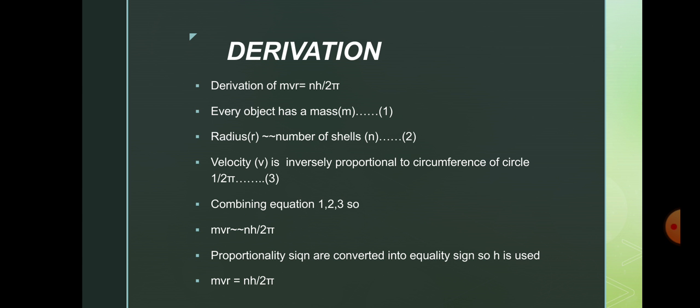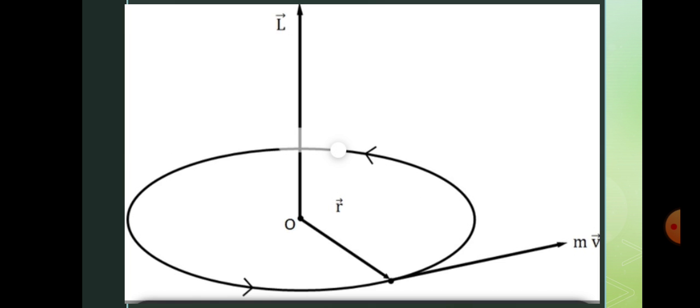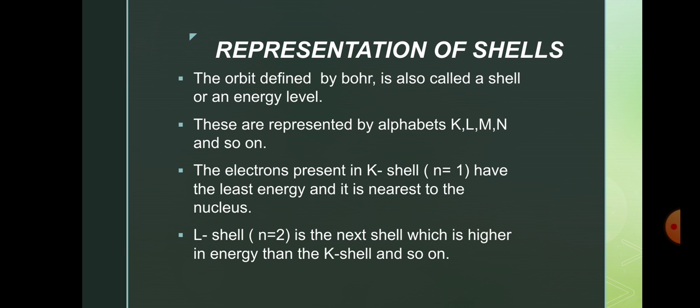Combining equations 1, 2 and 3, mvr is directly proportional to nh divided by 2π. If we remove the proportionality sign and convert it to an equality sign, h, the Planck constant, is used. So mvr is equal to nh divided by 2π. You can see on your screen that the electron moves in a circle having a radius, mass and velocity.